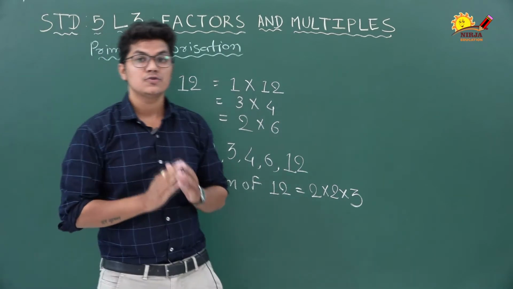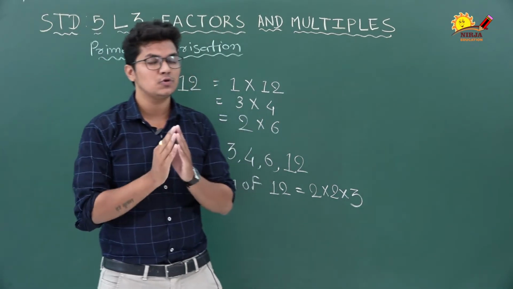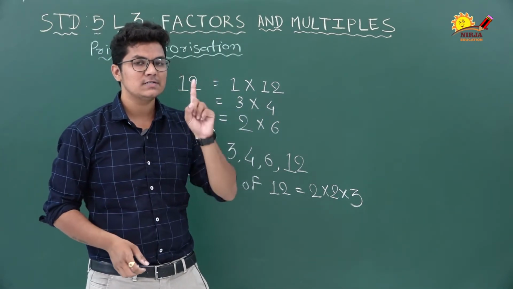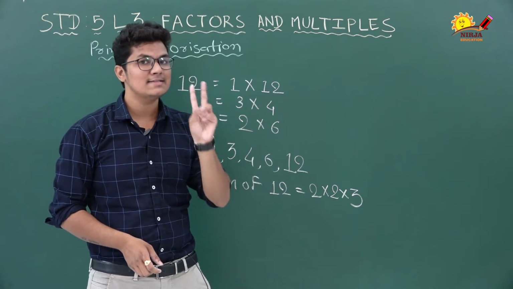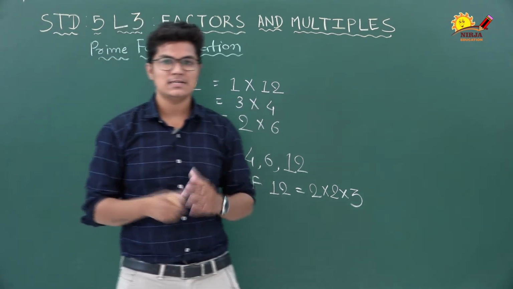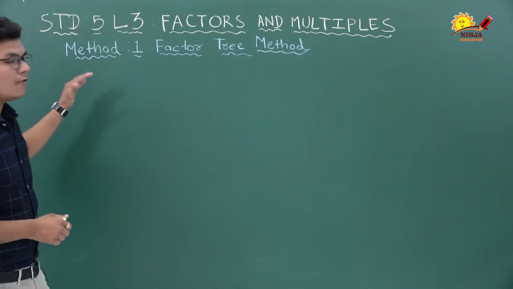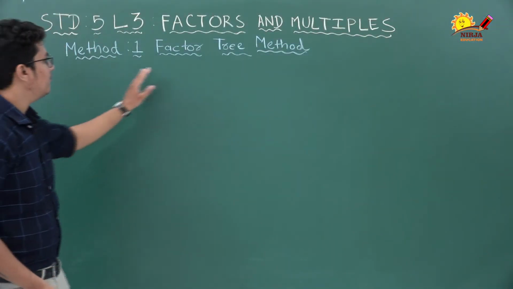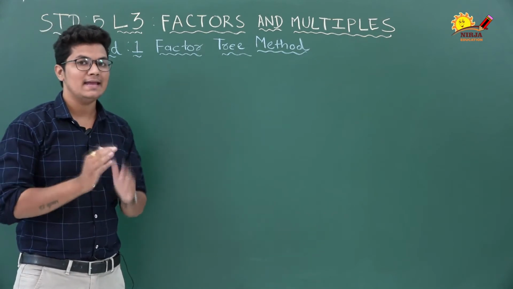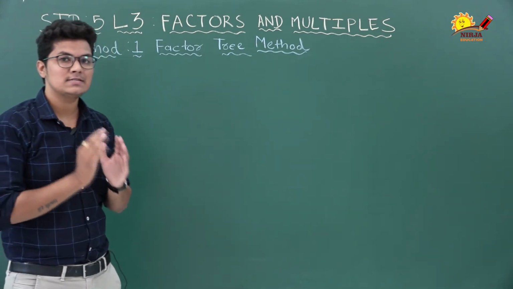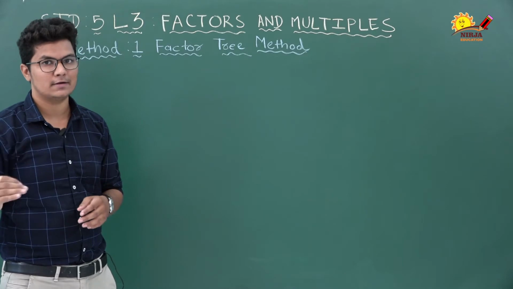Easy, right? So dear students, there are two methods to do prime factorization. First is the factor tree method and second is the division method. Let's learn about them in detail. So dear students, the first method of doing prime factorization is the factor tree method, okay? In this method we factorize a number till we get prime factors, okay?